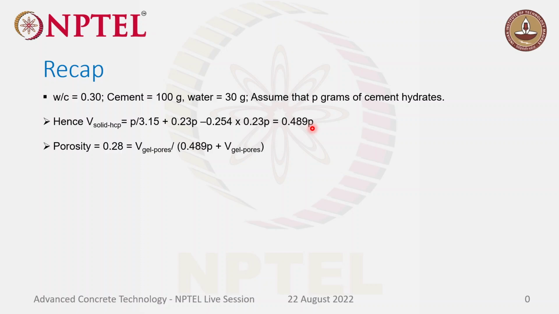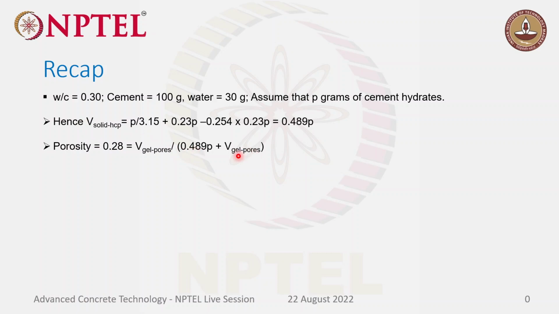How to calculate the porosity? We all know that gel porosity is about 0.28 when cement hydrates. So from that we assume that the porosity is 0.28, which is nothing but 28%. Gel porosity is the volume of gel pores divided by total hydration products, which is the summation of solid hydration products and the gel water.